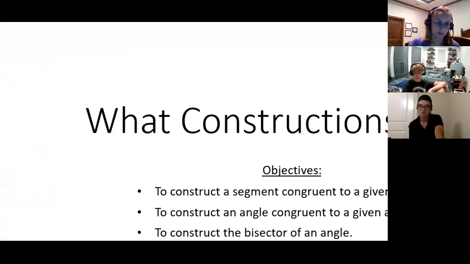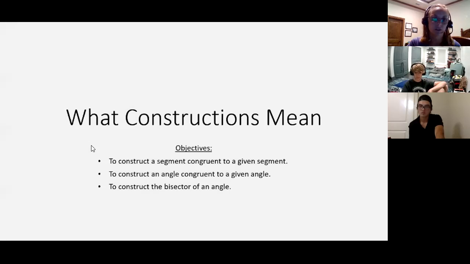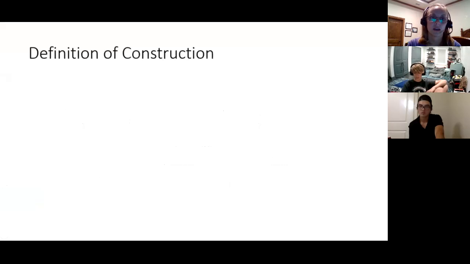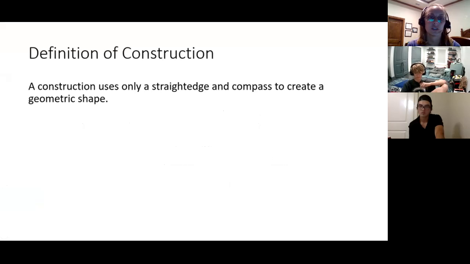Now, this was a PowerPoint made for another class, but a lot of it is still very useful. So the constructions, that's how we're going to draw all these things with just our compass. The constructions, what that means is just to construct a segment or an angle or a bisector of an angle. So a construction uses only a straight edge and a compass to create a geometric shape. So you still probably might be using a ruler just so that you can draw a straight line, but not because we're actually measuring things. And then your compass will do most of the work.